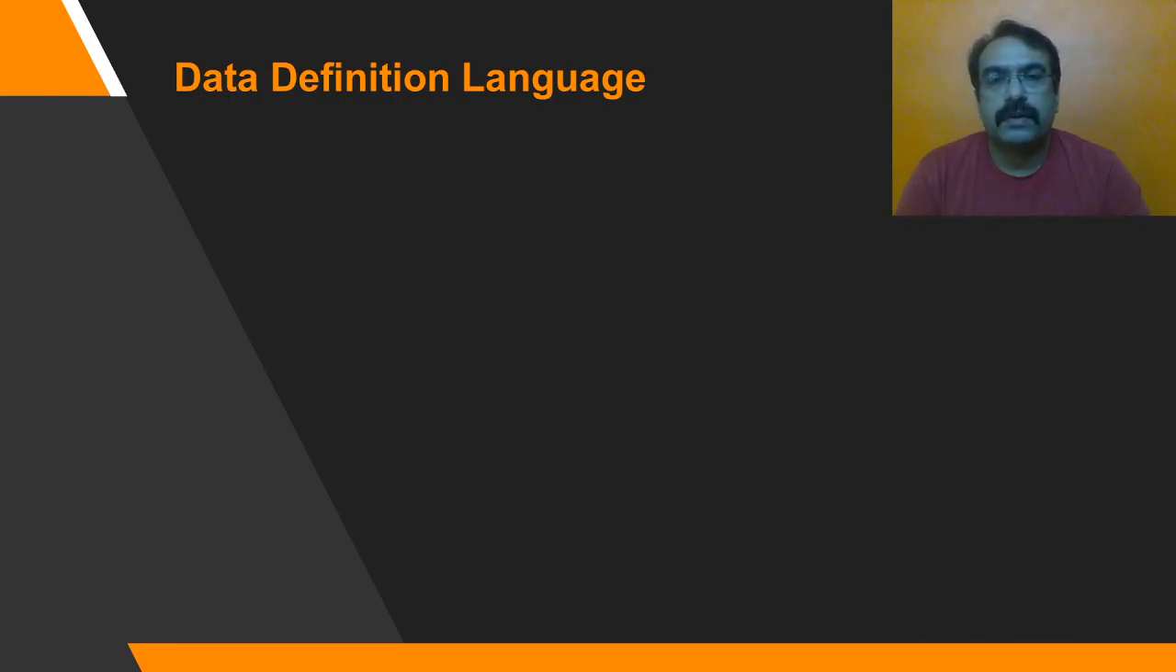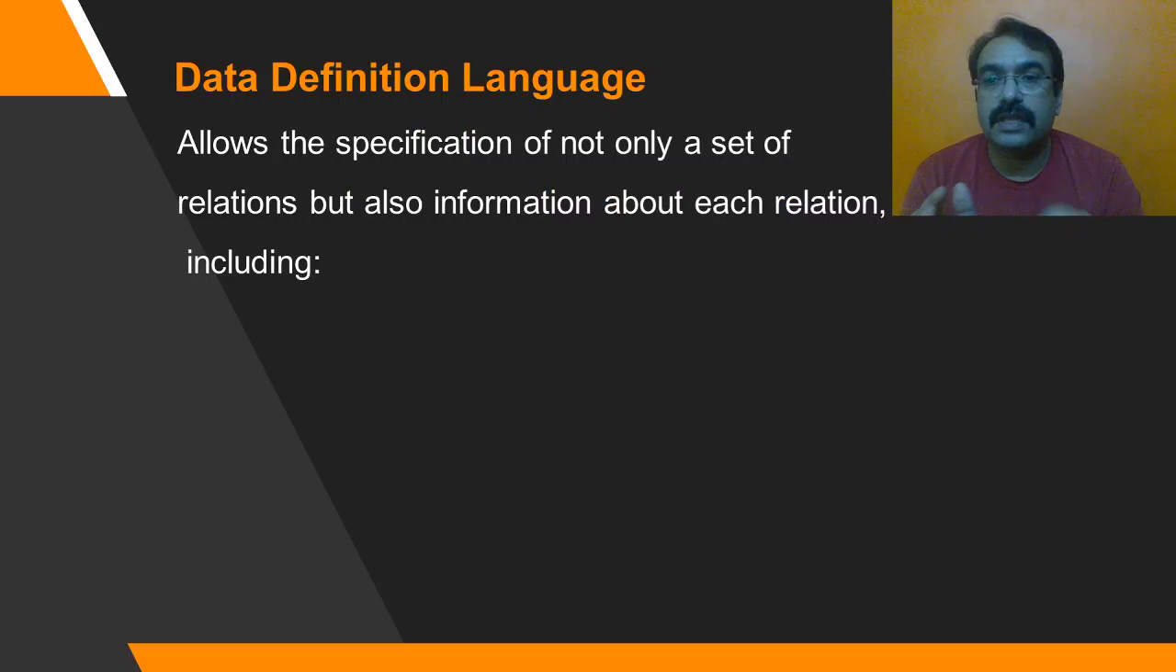Good morning all. From the past few discussions we have discussed DML, that is data manipulation language, which was helping us to manipulate the tables which are present in our database. Now the second category of language as per our earlier discussion is DDL, that is data definition language. This data definition language allows the specification of not only the set of relations but also the information about each relation, which helps you to define every relation or table.